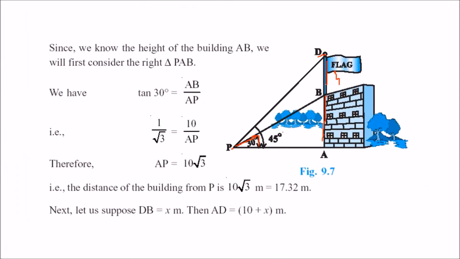This is 10. Let us take this tan 30. Tan 30 will be perpendicular by base. So what will it be? Because it is given as 10. So tan 30 is 1 by root 3. This is 10 AP. AP means the base. So base will be 10 root 3. Now base is 10 root 3.